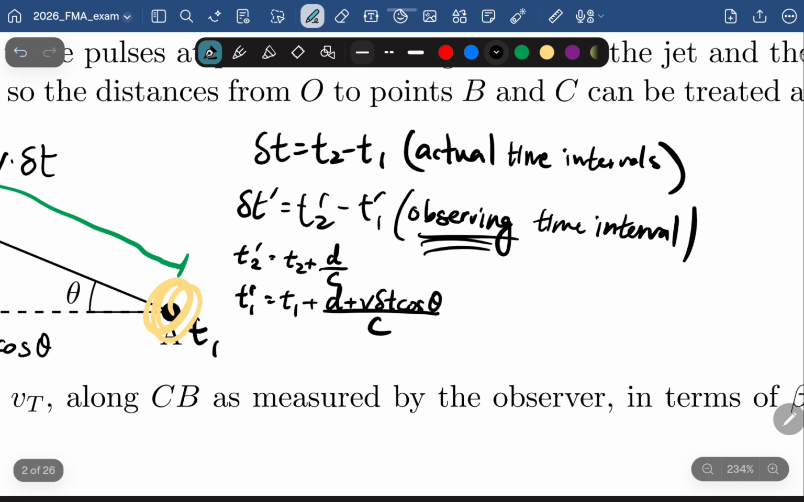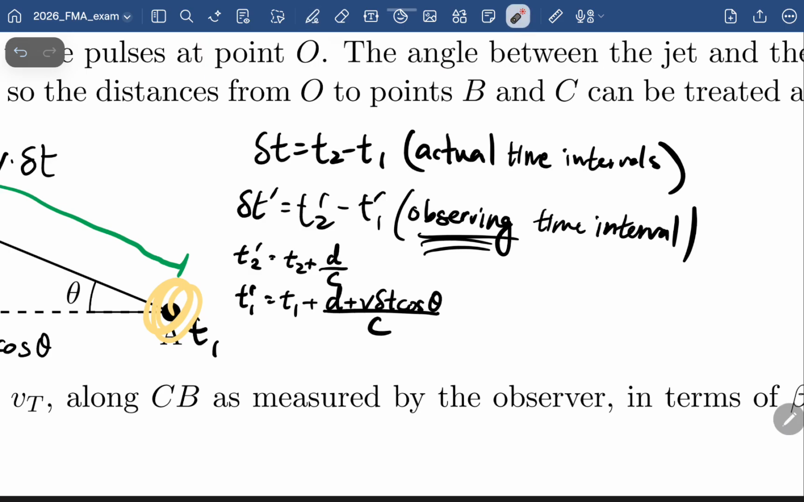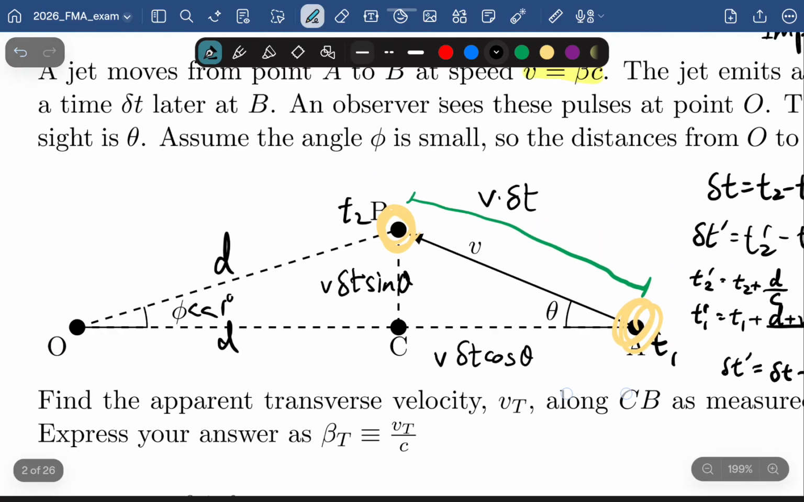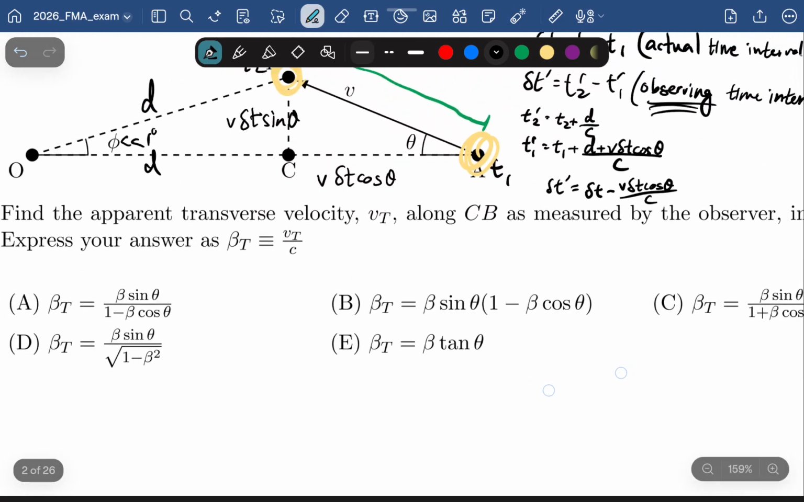Okay, so if we subtract these, T2 minus T1 is just delta T. We can write delta T prime as delta T minus v delta t cosine theta over c. So that's what the observer sees as the time interval.